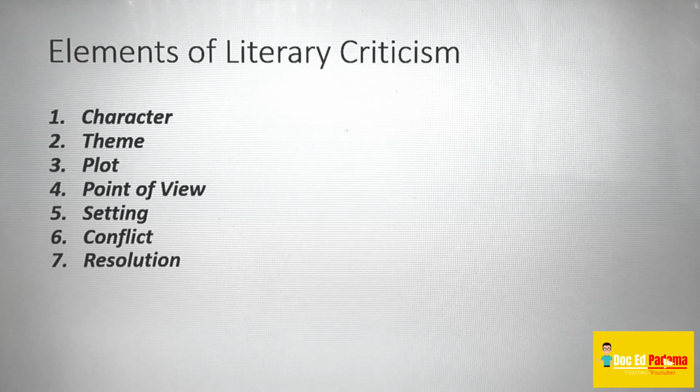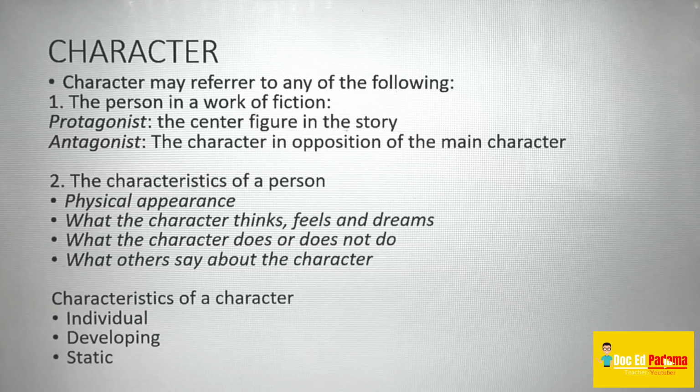today. Okay, so in continuing our discussion, the first element of our literary criticism will be the character. So the character can be described in two perspectives, but in our definition for today, characters can either be classified into protagonist or antagonist. So the protagonist is the center figure in the story, otherwise known as the hero, while the antagonist is the opposite of the protagonist, the character in opposition of the main character or the hero, who is also usually known as the villain.